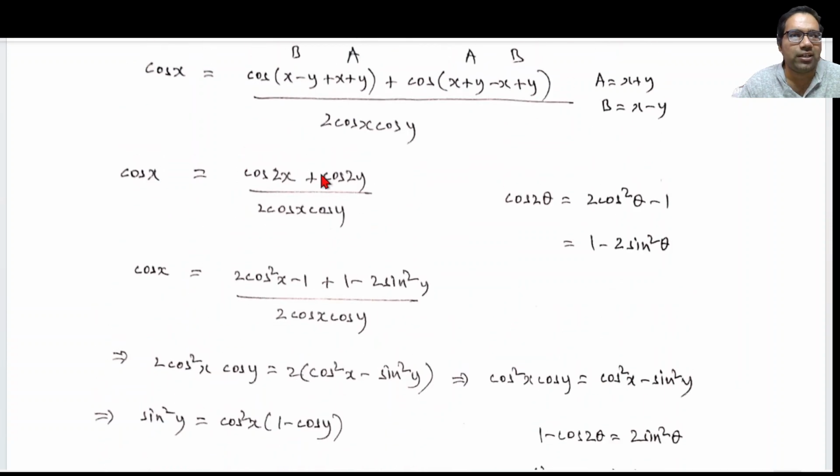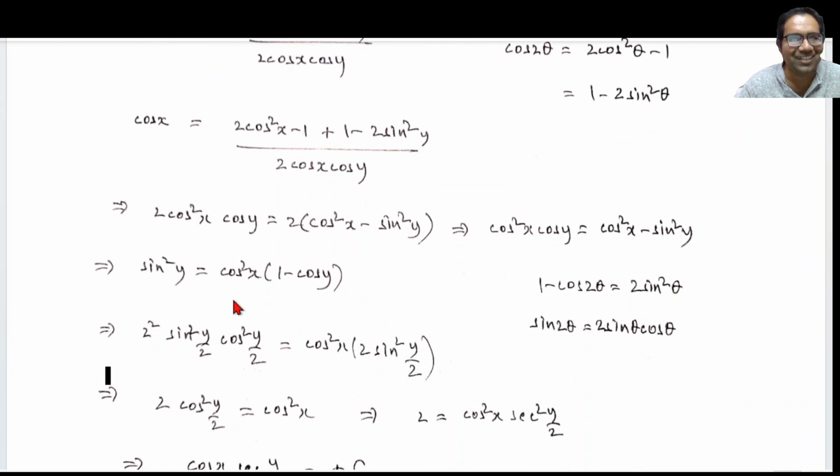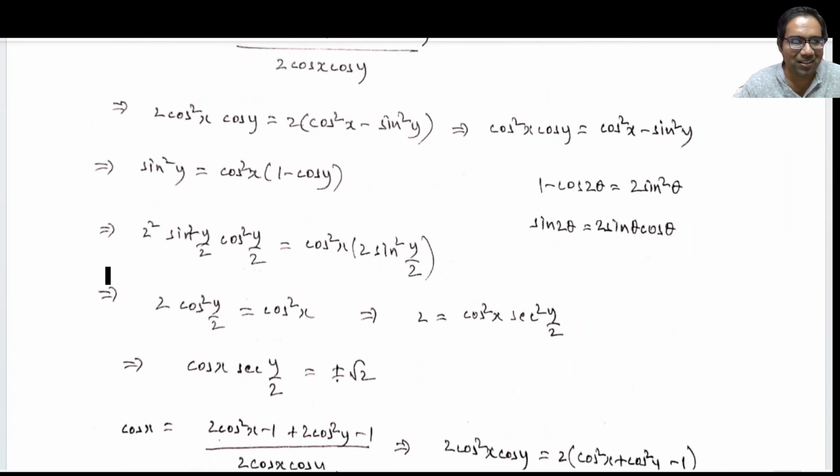Right, here we have taken cos 2x plus cos 2y. We express one of them in terms of cos, another in terms of sine. Some people don't like to use sine. Some people might be interested in expressing everything in terms of cos. Okay, so let's do that also. In this case, let us express cos 2x plus cos 2y both in terms of cos.